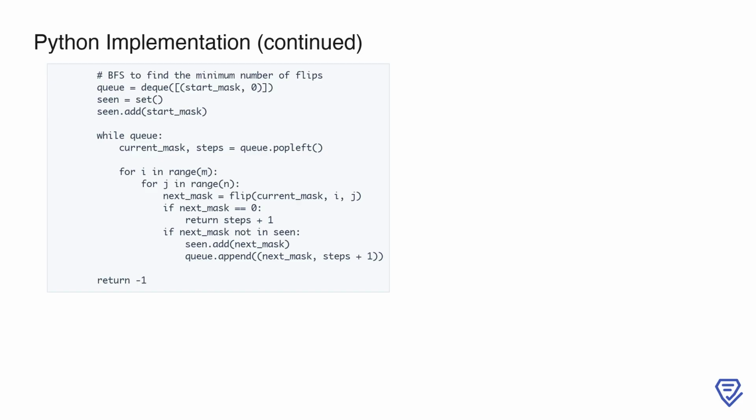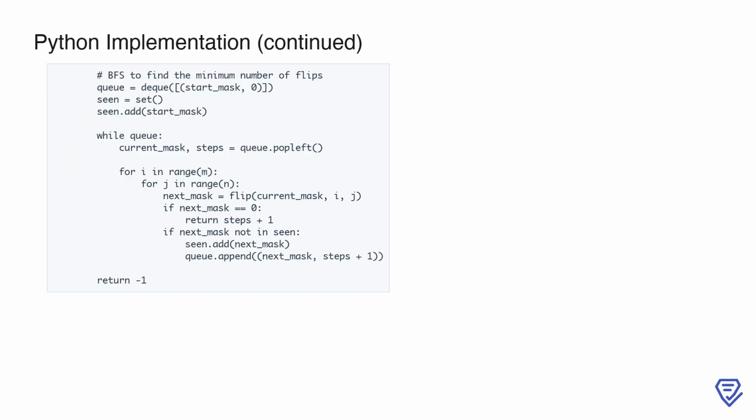If the initial state isn't 0, we proceed with a breadth-first search to find the minimum number of flips. We initialize a queue using Deque, where each element is a tuple containing the current mask and the number of flips taken so far. We also use a set called seen to track visited states, ensuring we don't revisit them. While the queue isn't empty, we dequeue the front element and iterate over all cells in the matrix.